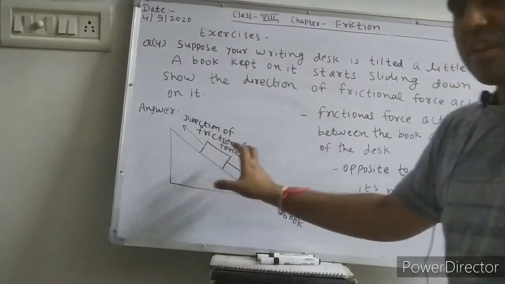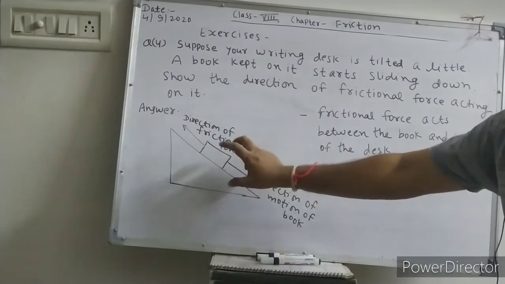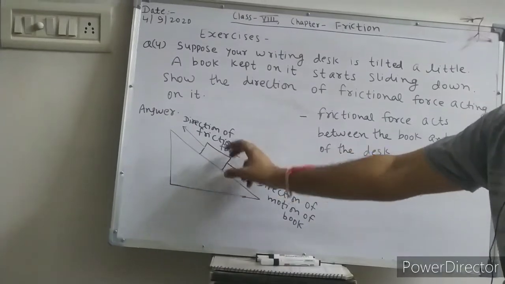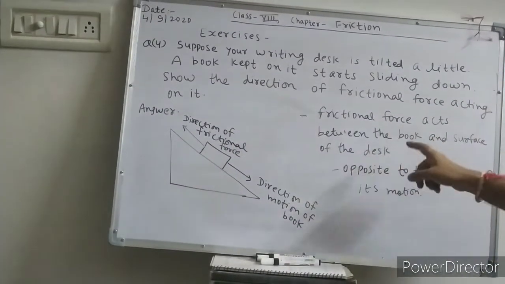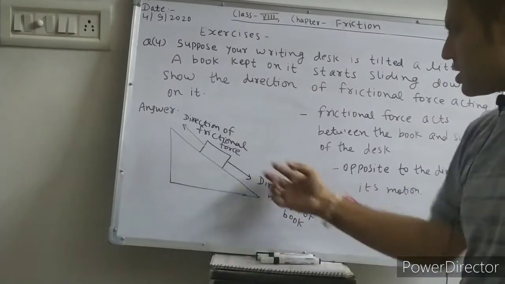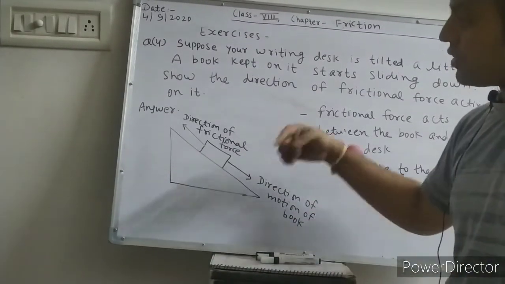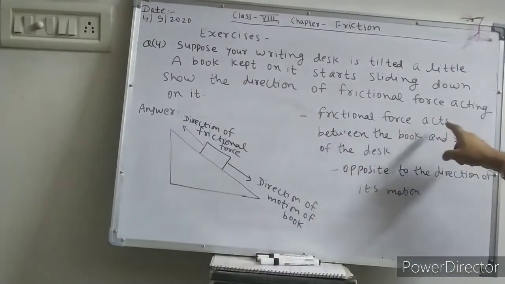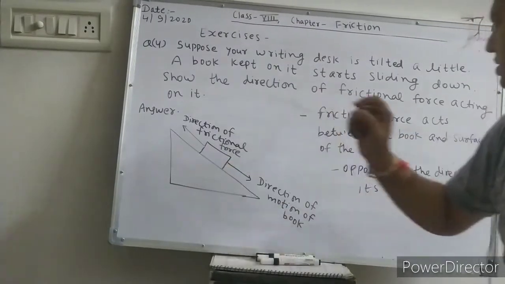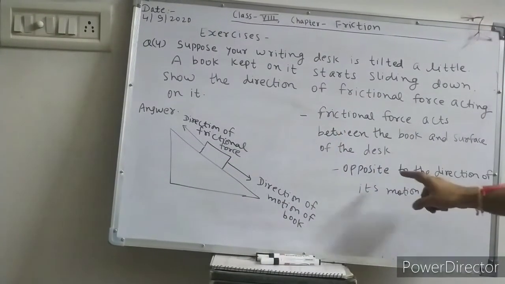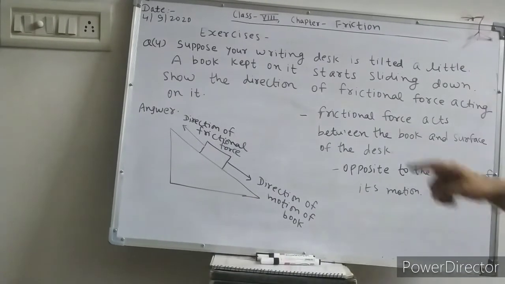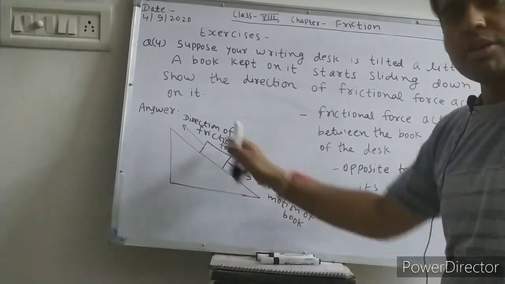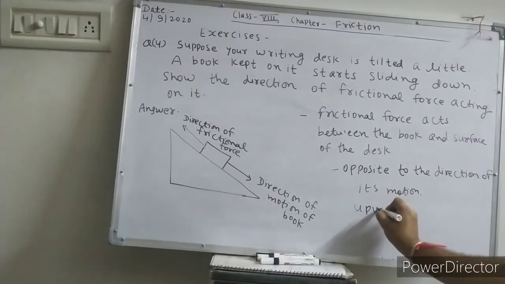So when the surface of your desk is tilted, the book which is put on that desk slides down. So this is the direction of motion of the book, and the frictional force is opposite to the direction of the motion, in the upward direction. So the frictional force acts between the book and the surface of the desk and opposite to the direction of its motion, in the upward direction.